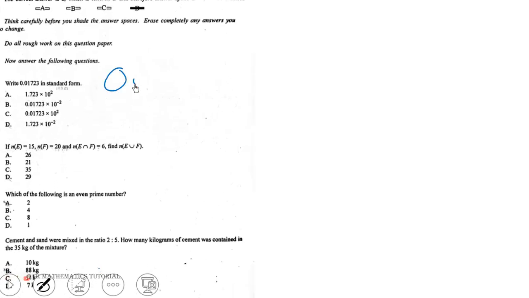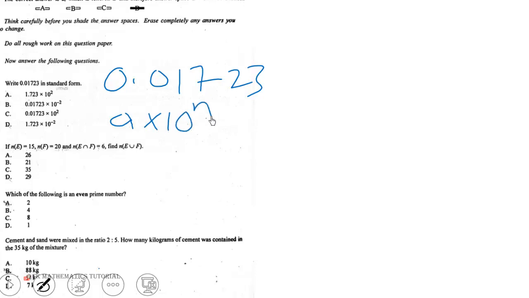So we begin with question number 1. We have to write 0.01723 in standard form. Recall that standard form, we are writing the number in the form a times 10 exponent n, where a is greater than or equal to 1 and less than 10.